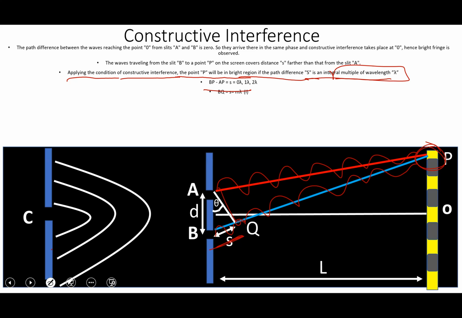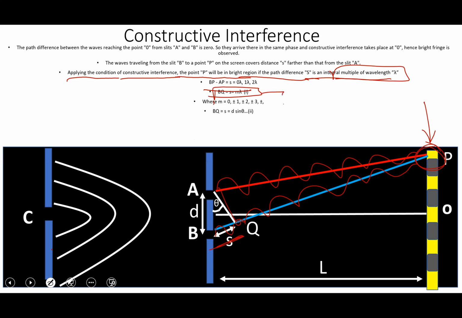So if BQ is a whole lambda, any multiple of lambda, it can be 1, 2, 3, say m, where m is a variable having the value of 0, plus or minus 1, plus or minus 2, plus or minus 3 and so on. If it is a whole number, then there is a whole lambda, and at the end of this wavelength we will see a bright fringe, and BQ is equal to S, and it will be equal to d sine theta.